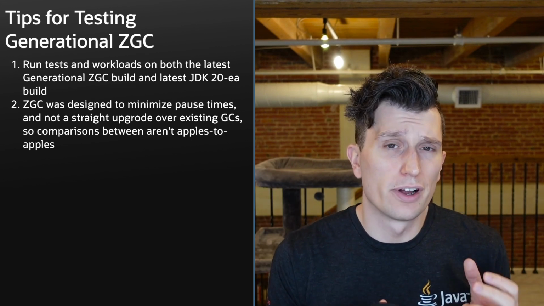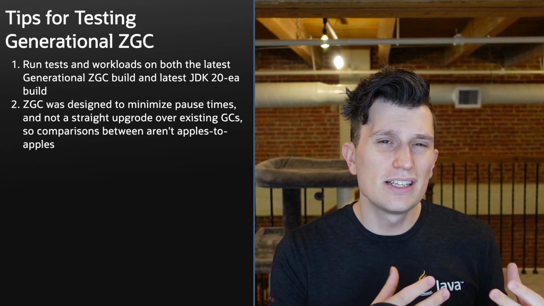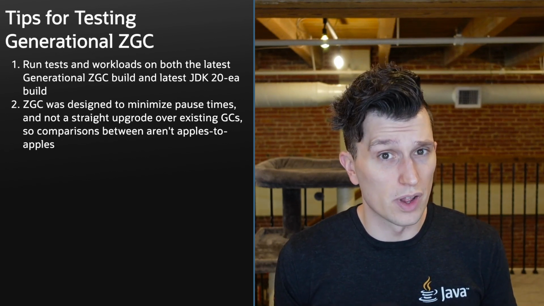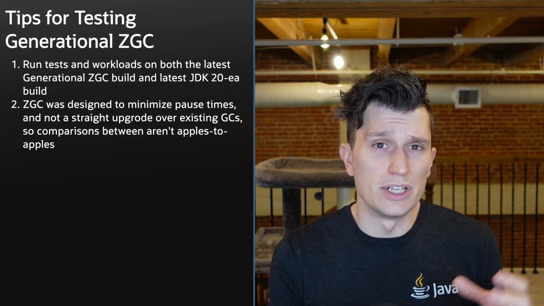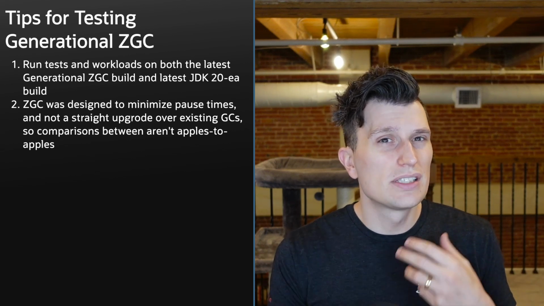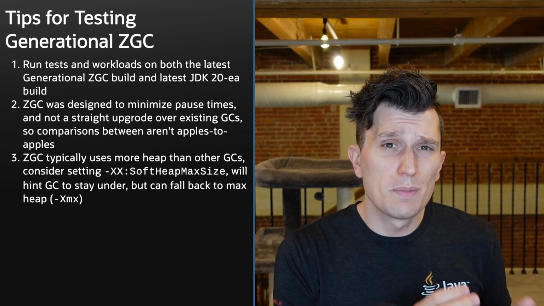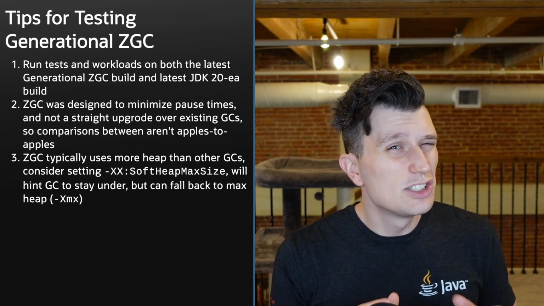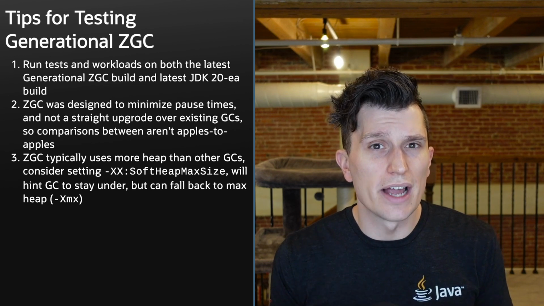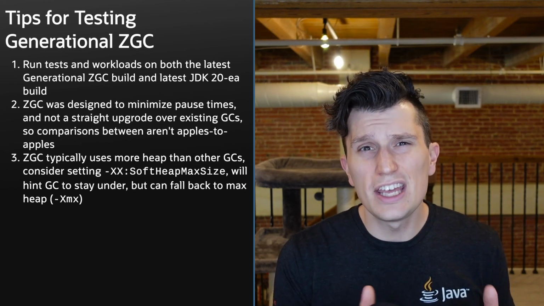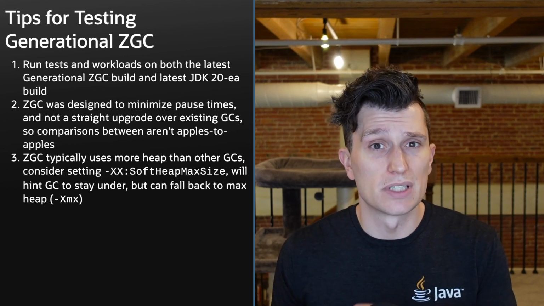2. As I mentioned earlier in this video, ZGC was designed with a goal of minimizing pause times. It isn't a straight upgrade over other garbage collectors like G1GC. So while we would be happy to hear about comparative performance between G1GC and ZGC, it's an apples to oranges comparison. 3. Also, if you're coming from another garbage collector like G1GC, ZGC will likely use more memory, so consider setting a soft max heap size. This will hint to the garbage collector to try to keep under this heap size, but still allow it to expand if necessary to the max heap size.